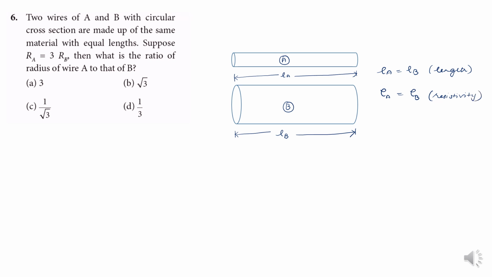What is given: RA, resistance of wire A is equal to 3 times resistance of wire B. This is given. What is asked is to find the ratio of the radius of wire A to that of B. Small r is radius. You are asked to find rA by rB. So capital RA by capital RB is equal to 3. This is comparing resistances.